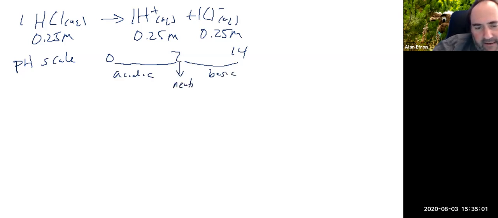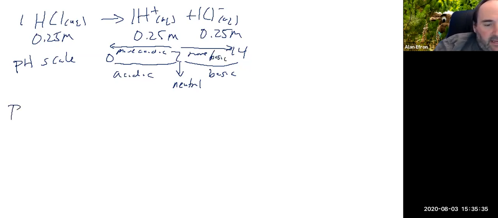And dead on 7 is neutral. As we talked about, technically speaking, dead on 7 is neutral because that's the point where the H plus concentration and the OH minus concentration equal each other, and they both equal 1 times 10 to the minus 7, which, if you calculate the pH, which we'll talk about here in just a second, would give you a pH of 7. When we look at the scale, as you head towards 0, it becomes more acidic, and as you head towards 14, more basic.